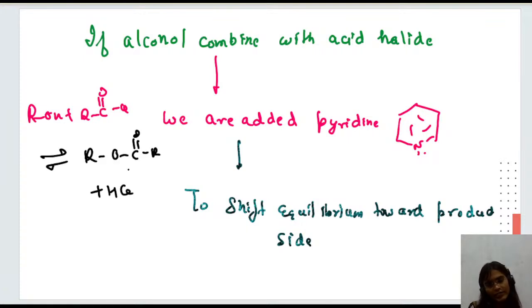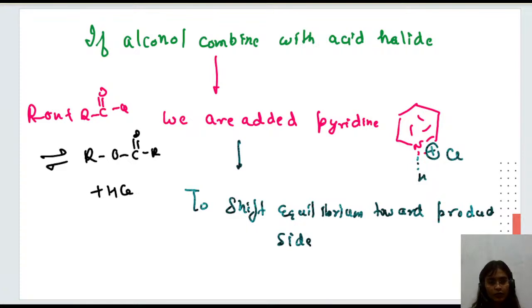So pyridine, just come with me. Pyridine forms a complex with the hydrogen chloride, like an ammonium chloride kind of formation. This kind of complex forms, and it starts consuming the HCl. In the first one, we were removing the water, and this time you can simply add pyridine, which starts consuming the HCl, and automatically the reaction shifts to the product side.